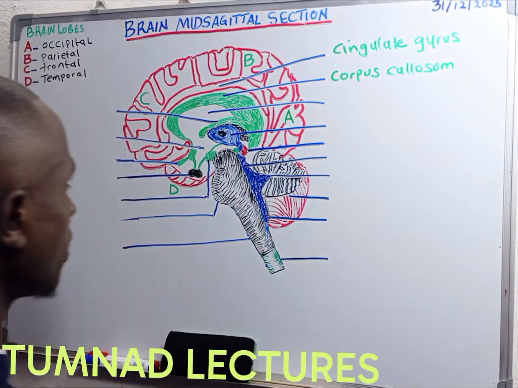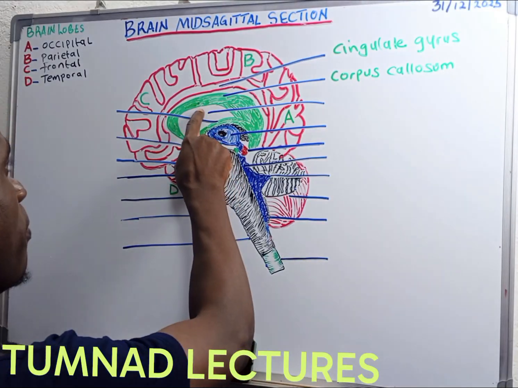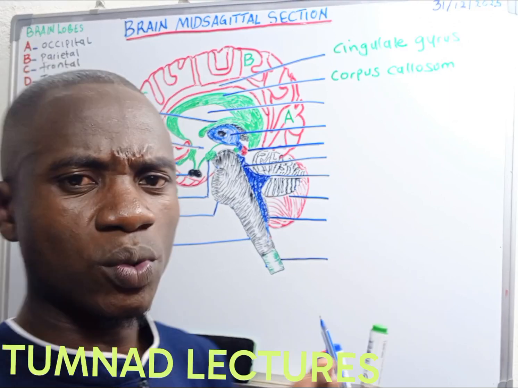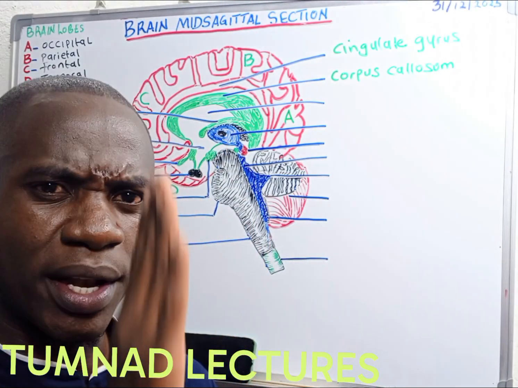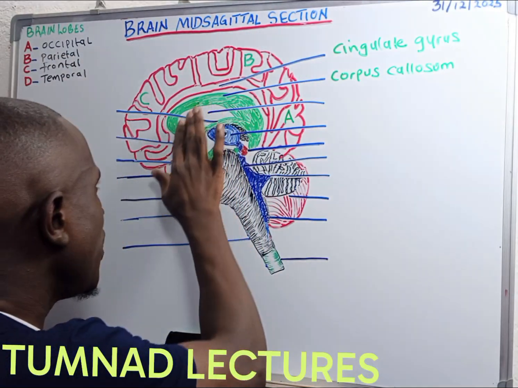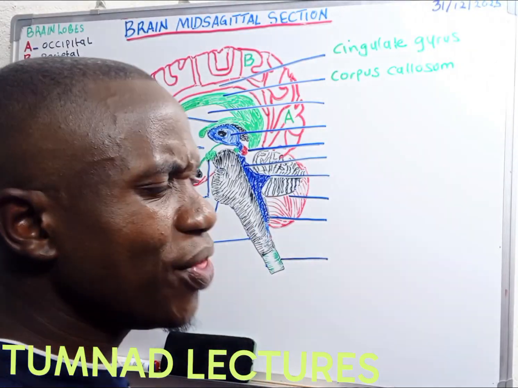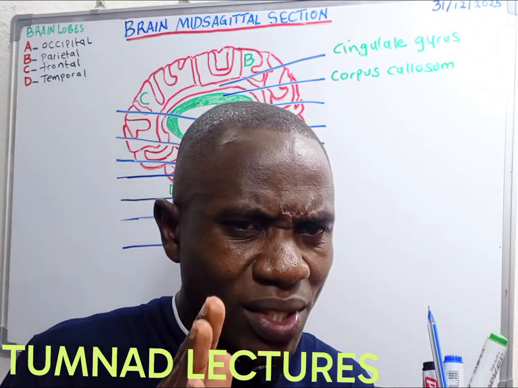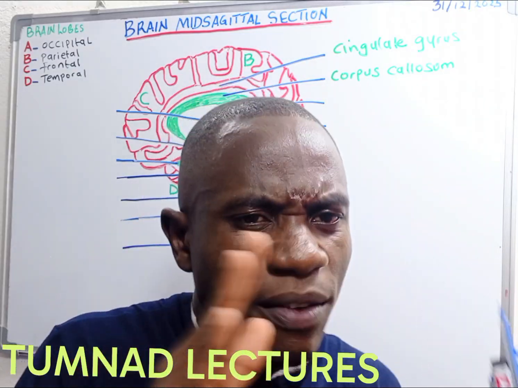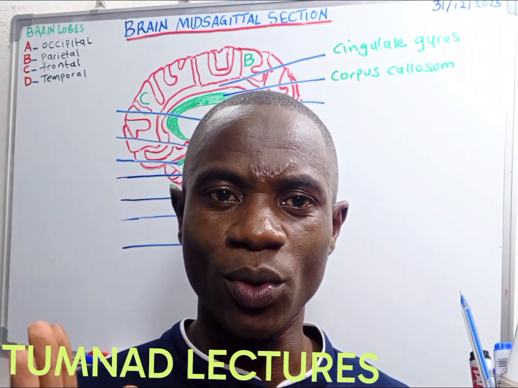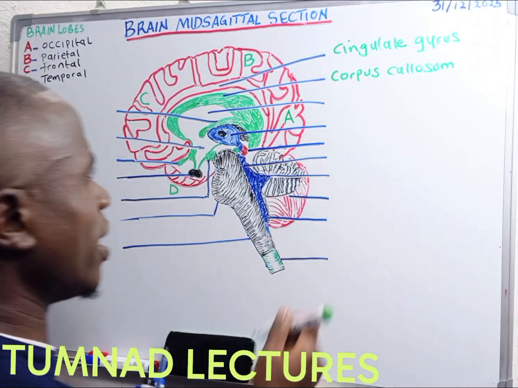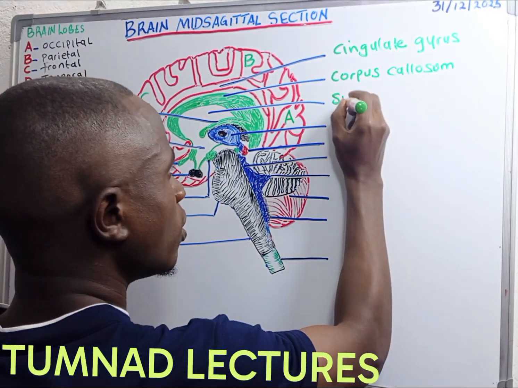Now, coming back into the middle of this area, you see the whole of this space? This space has a very thin membrane in between. This membrane is going to be separating the 2 ventricles. How do we call these ventricles? These ventricles are what we call the lateral ventricles. In between, you have this thin membrane. How do we call this membrane? This membrane is what we call the septum pellucidum.